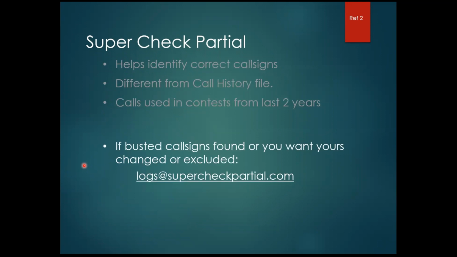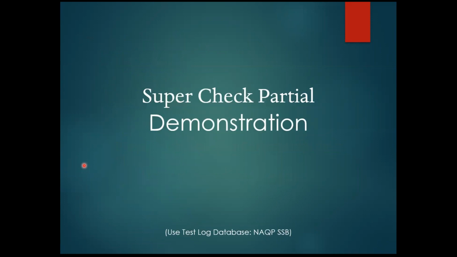If you don't want your call in the SuperCheck Partial, or you find that the information was wrong, like I've found mine wrong a couple times, I shot a letter to Clyde, logs at supercheckpartial.com, and he'll go ahead and make sure the next generation of his SCP list will have the corrections in there.